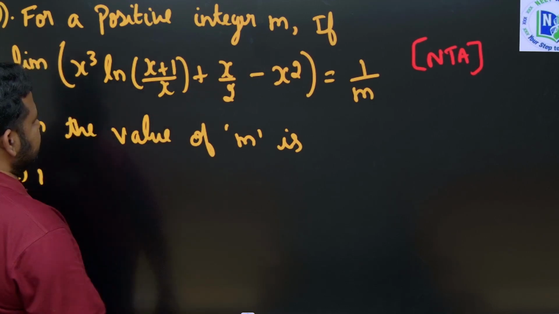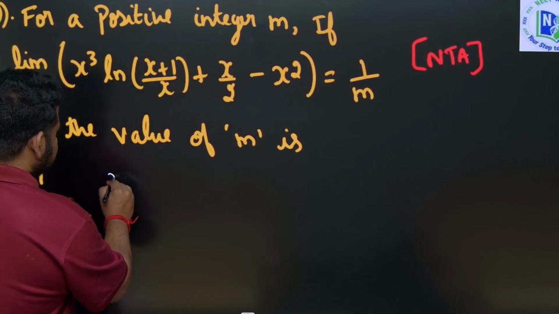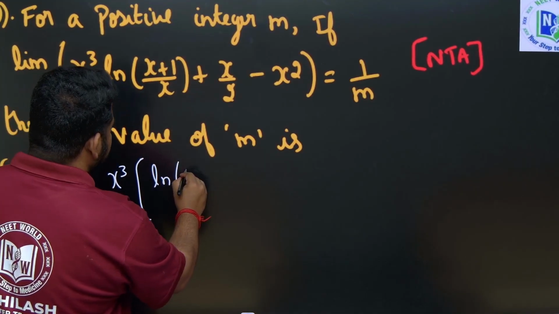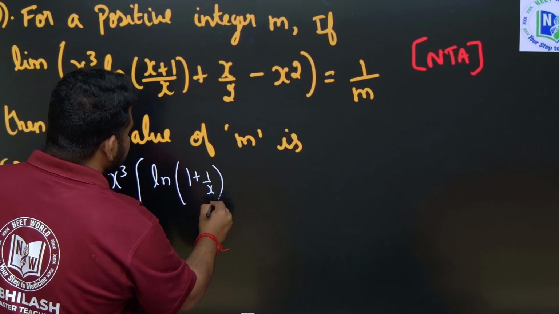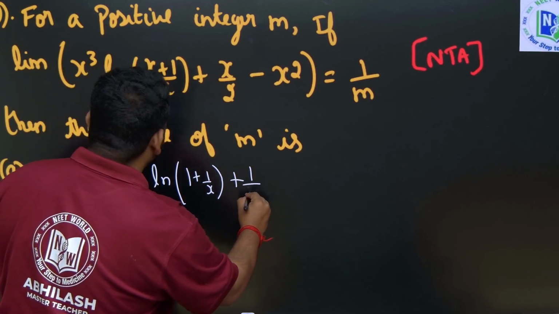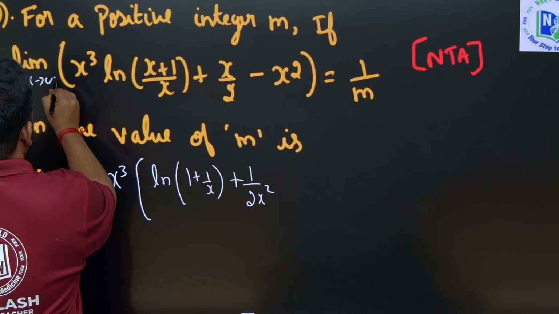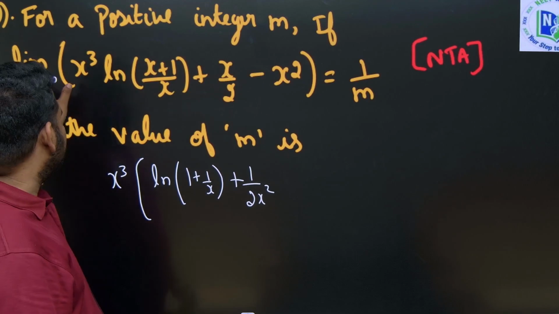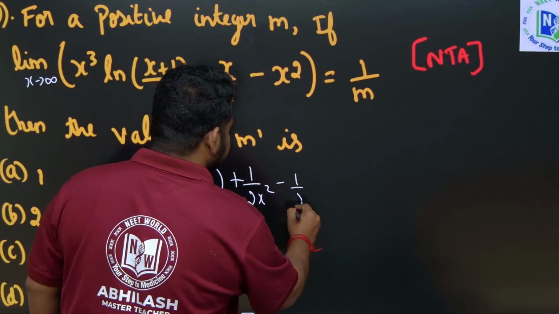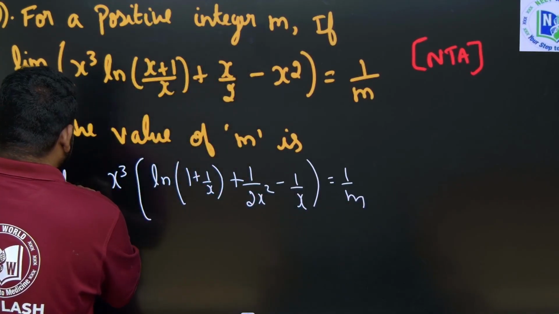Okay, here x cube is there, so let me take x cube common. If I take x cube common, this will become ln of 1 plus 1 by x, plus, since x cube is taken common, 1 by 2x square. Make a note of it, this is as x tends to infinity. Then 1 by 2x square minus 1 by x is equal to 1 by m as the limit.